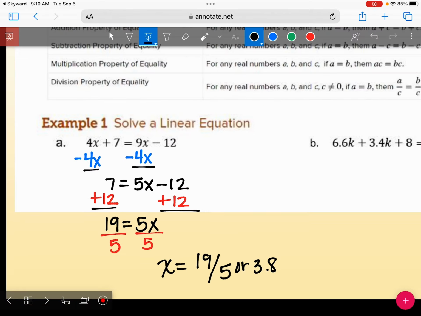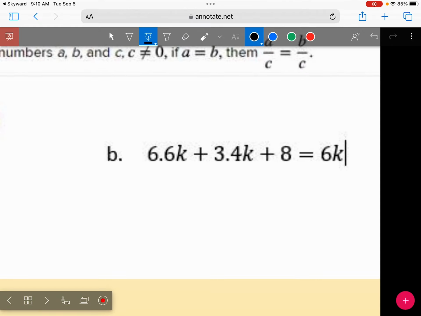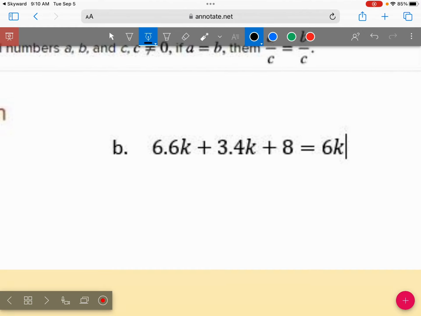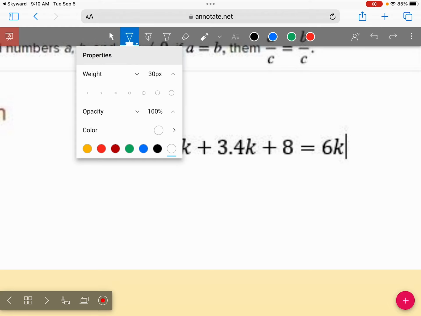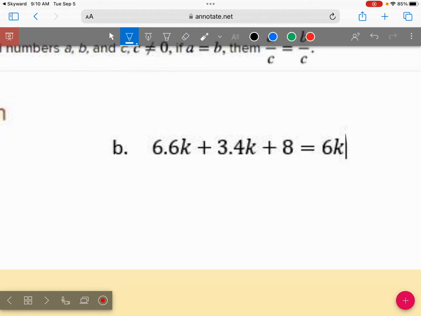All right, for question B, that little line shouldn't be there. Let me go ahead and take that off. Oops. Okay. Does that match the equation in your notes?